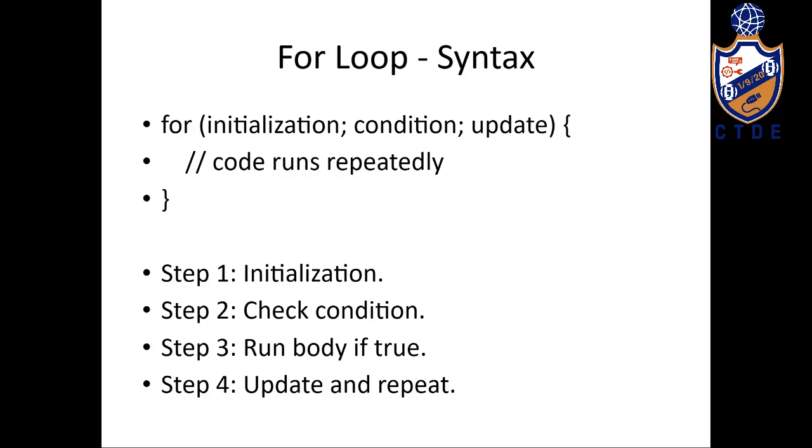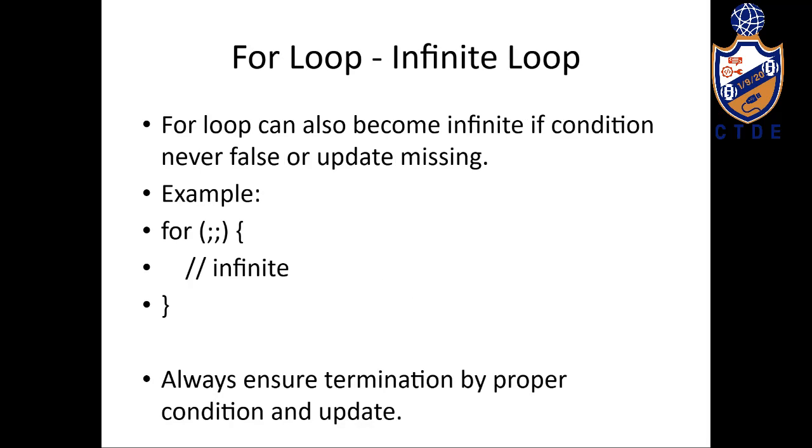Now step one, we're going to do the initialization. Step two, we're going to check the condition, and if the condition is true, we run the body of the for loop, and then we update and repeat. So this slide is going to be very important to you after you have seen how this works. You will come back here and see it in code how it works.